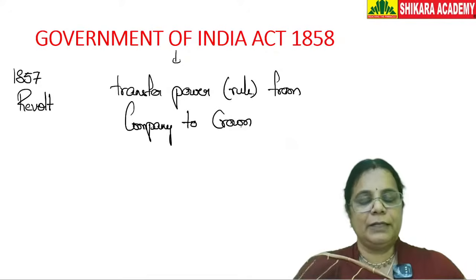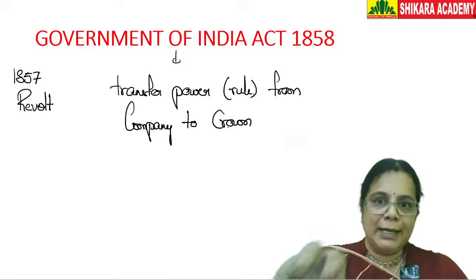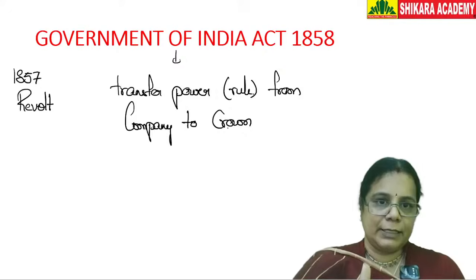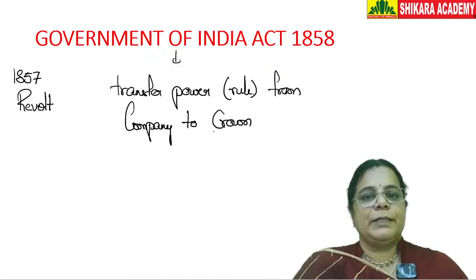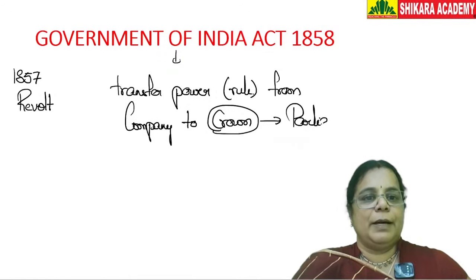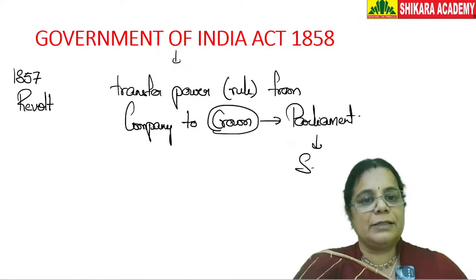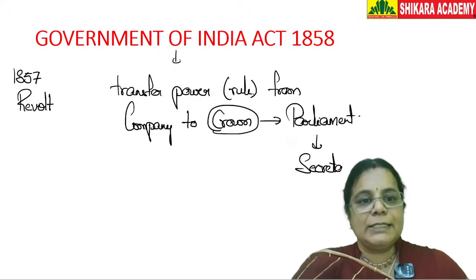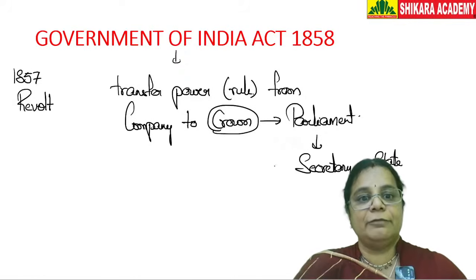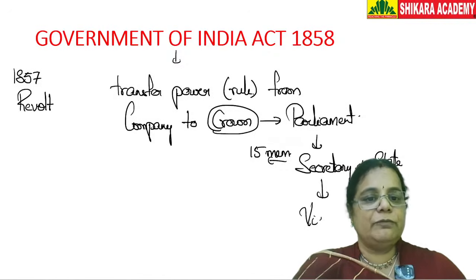Earlier, the British Parliament was regulating the company and in turn regulating India. It was indirect. Now it is direct. It will happen in the name of the crown, but actually ruled by the British Parliament. The British Parliament in ruling India would be assisted by a Secretary of State. This Secretary of State has his office in London and he has a 15-member team assisting him. In India, his representative would be the Viceroy.